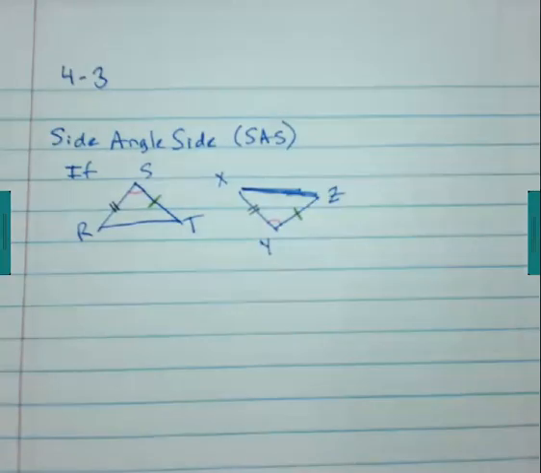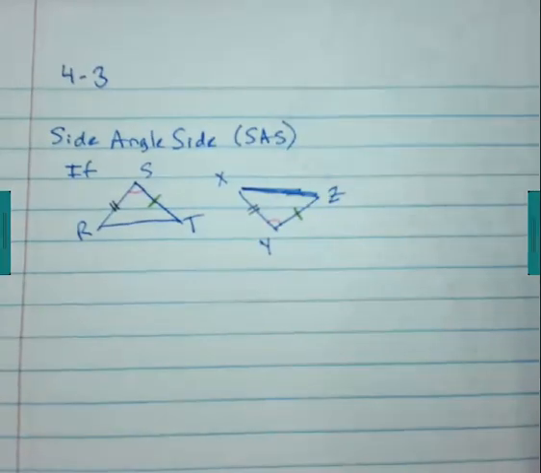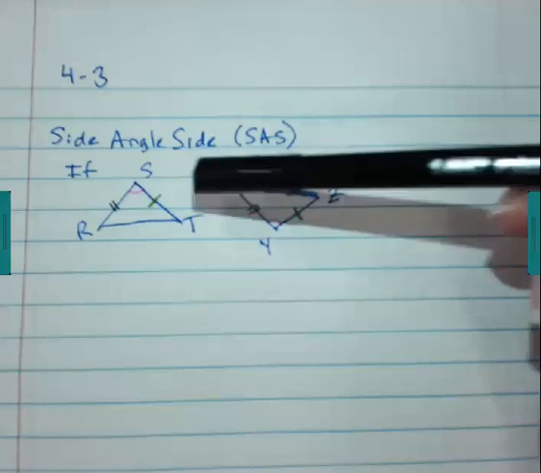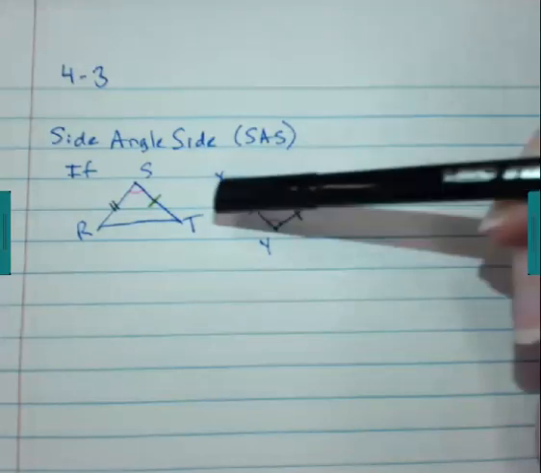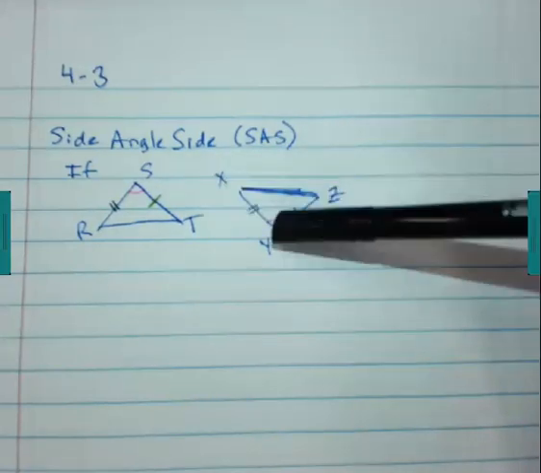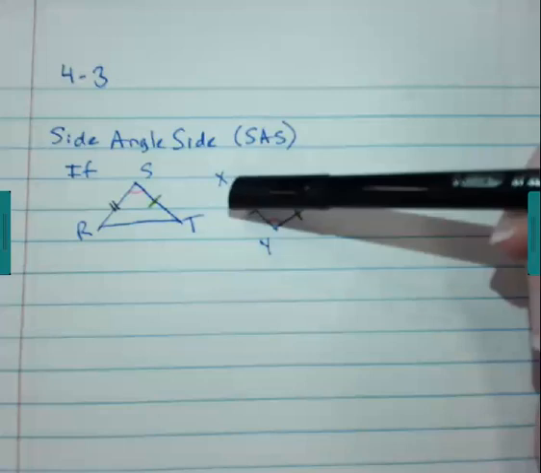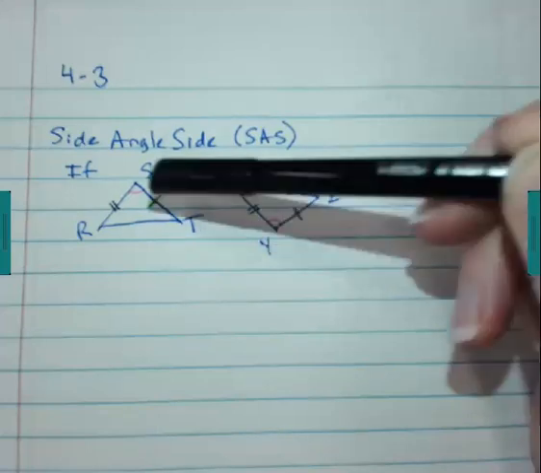So what I can say is that by what's called side angle side, if 2 triangles have sides that are congruent and then an angle that's included, or in other words, in between the 2 sides, that is congruent.